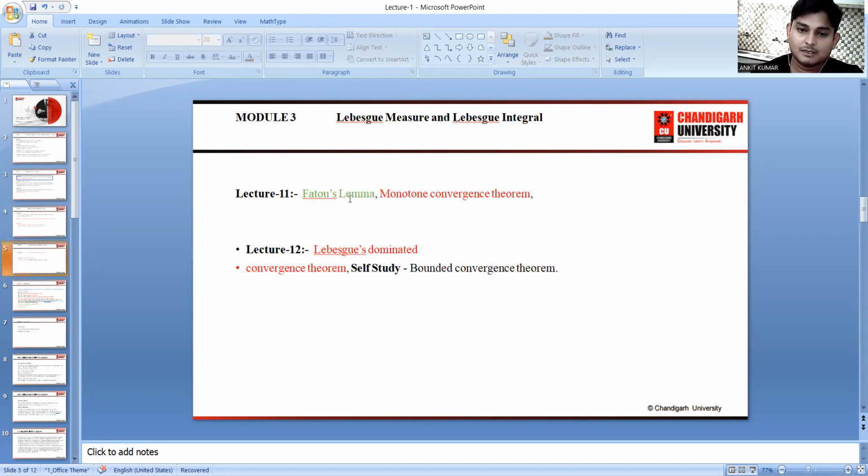Then Fatou's lemma and monotone convergence. These are the most important theorems which we will cover in the lecture. What is Fatou's lemma? What is monotone convergence? What are the applications of Fatou's lemma in real life? Monotone convergence is the most important topic for this lecture. Basically, we will prove the monotone convergence theorem with the help of an example.